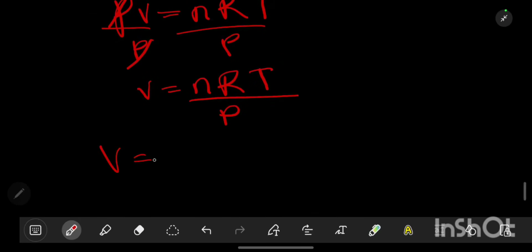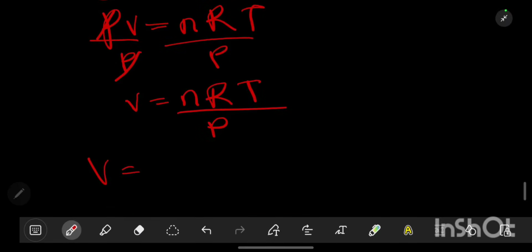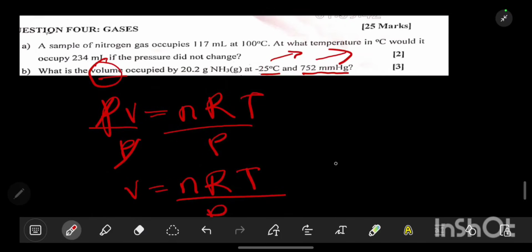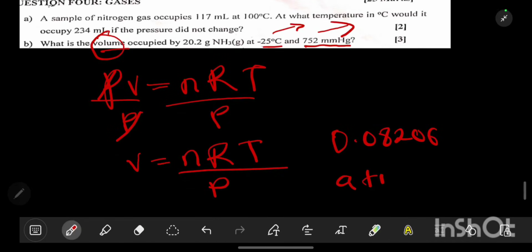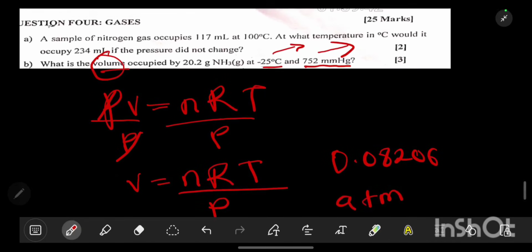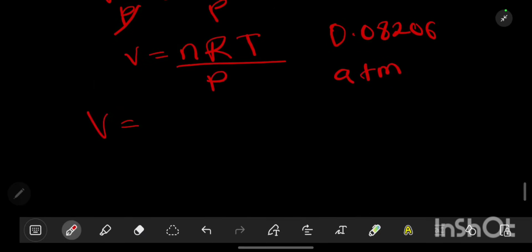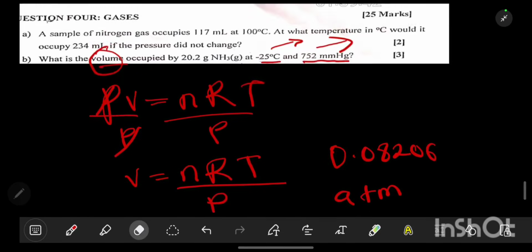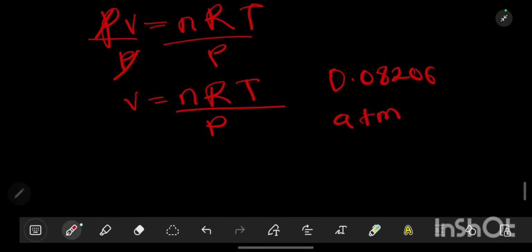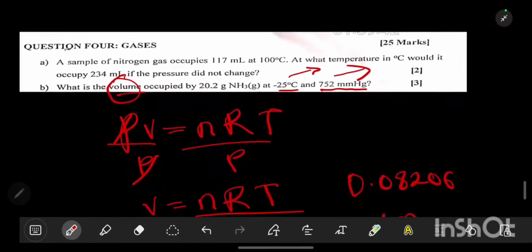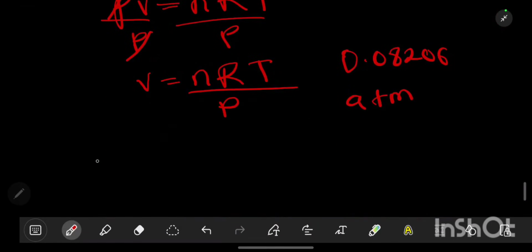So our volume should be equal to nRT over the pressure. We are going to be using R equal to 0.08206. So our pressure has to be in ATM. So converting the pressure to ATM, we are going to get the value. So let's convert the pressure, and convert the temperature, which has to be in kelvins. Gases are mostly about converting. So let's begin with our temperature.